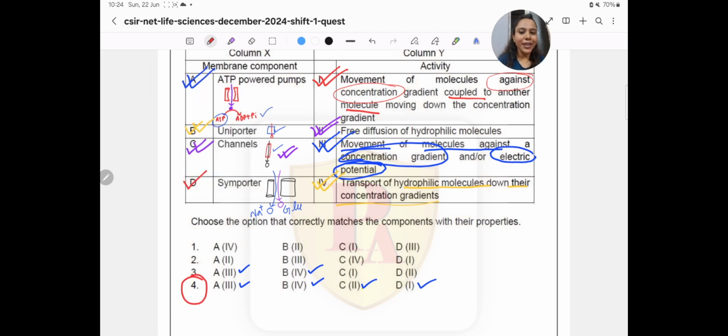So it's very easy. Just go through the membrane transporter proteins and their functions, and it will be clear to you.